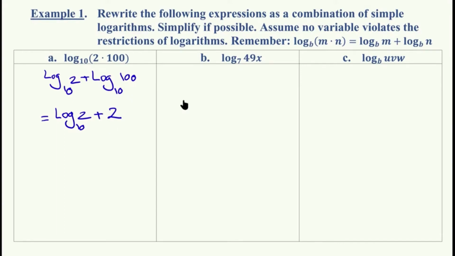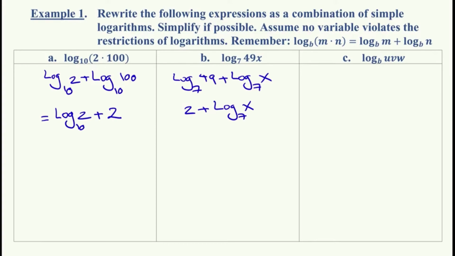It's 2. All right, this next one we can go ahead and split up as log base 7 of 49 plus log base 7 of x. Now log base 7 of 49 we know is 2. What power of 7 gives us 49? The second power. And the next one we just write and leave as is.